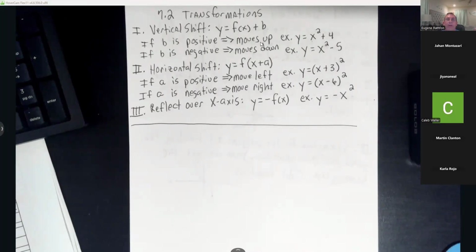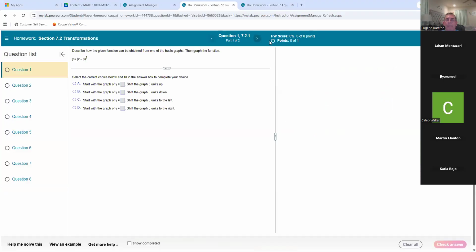All right, y'all, so let me pull it up. Now y'all should be seeing my 7.2 homework. So look at this first one. We're going to describe how the given function can be obtained from one of the basic graphs. Since that's got an exponent 2 there, this would be the x squared basic graph that looks like a parabola. I'm just looking because of that exponent there.